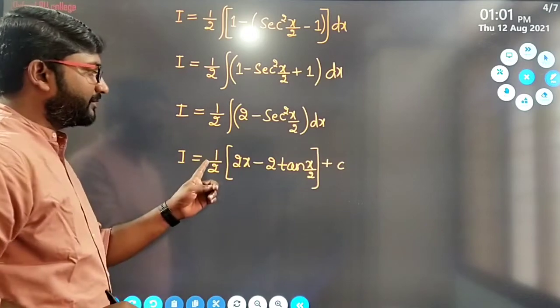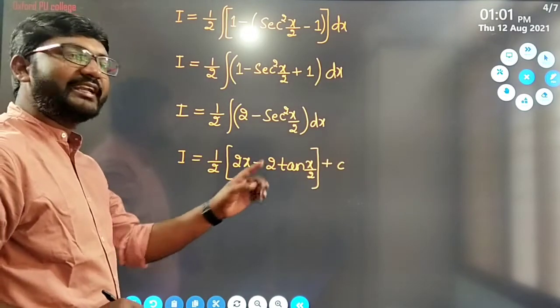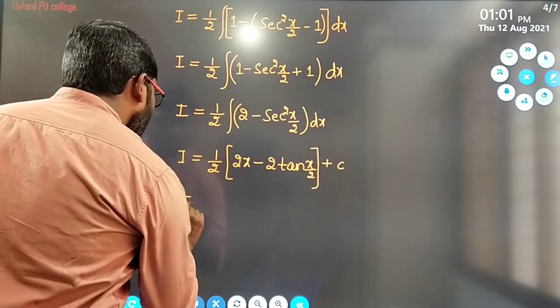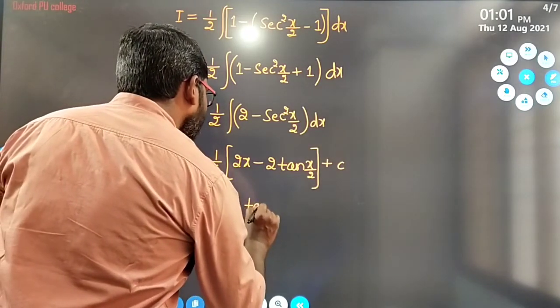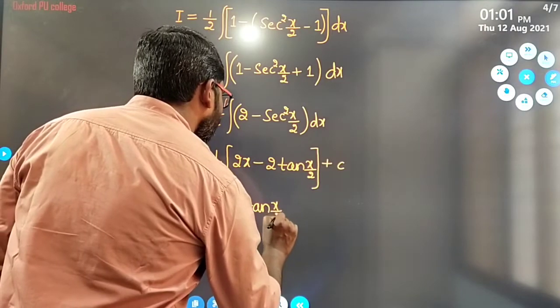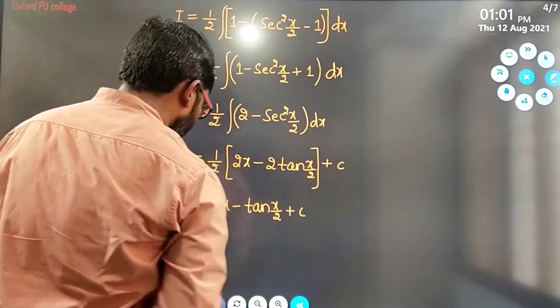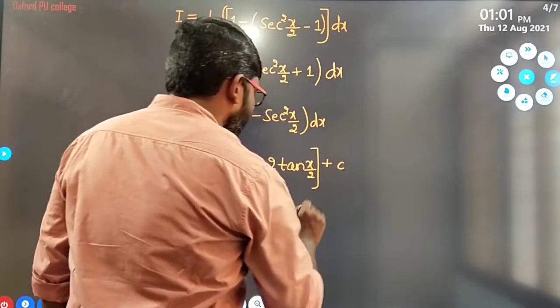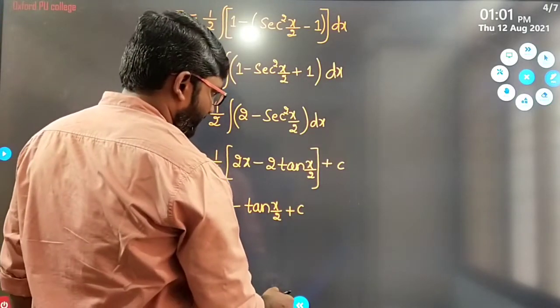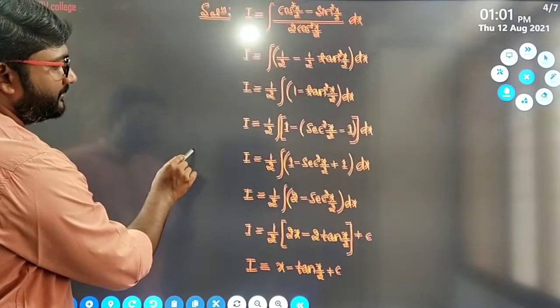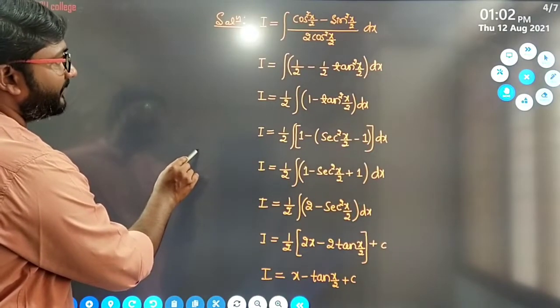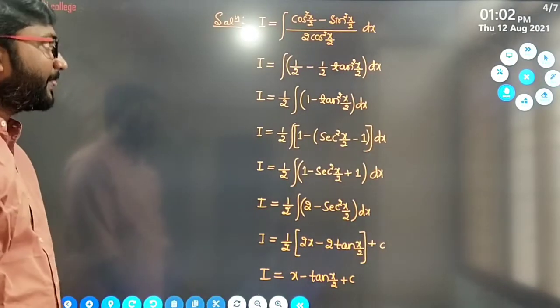Now multiply this 1 by 2 with both the terms. So 2 gets cancelled. I is equal to x minus tan x by 2 plus C. So this is the required answer. Quickly go through this, then I will go for the next one. Yes, this is the answer.